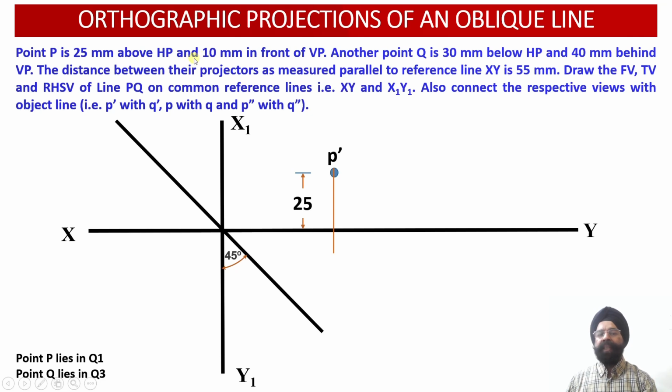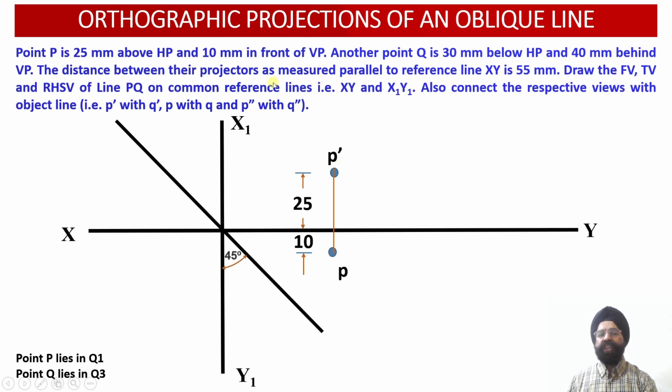So we know that the distance of the point P from the vertical plane is 10 millimeter. That is, point P lies 10 millimeter in front of the vertical plane. So this 10 millimeter distance will be drawn below the XY reference line, because the horizontal plane will be rotated in the clockwise direction. So the distance in front of the vertical plane will be located below the XY reference line. So with this, we have been able to plot the front view projection, that is P dash, and the top view projection corresponding to the point P.